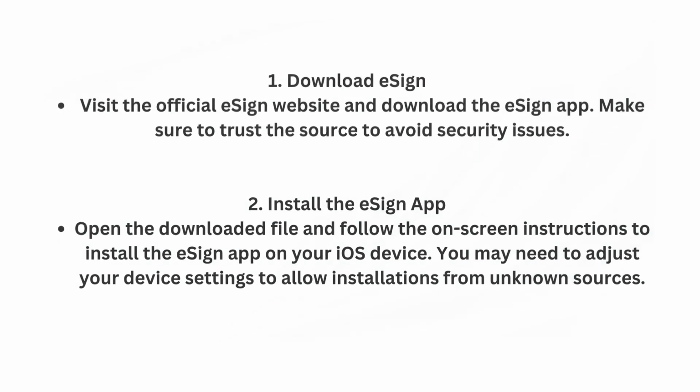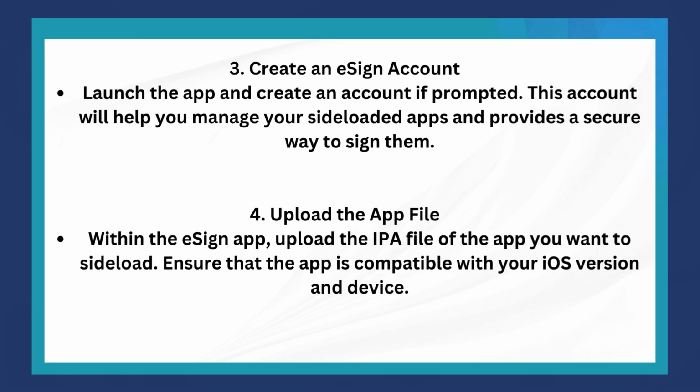The following step, the third step, is to create an Esign account. Launch the app and create an account, if prompted. This account will help you manage your sideloaded apps and provide a secure way to sign them.